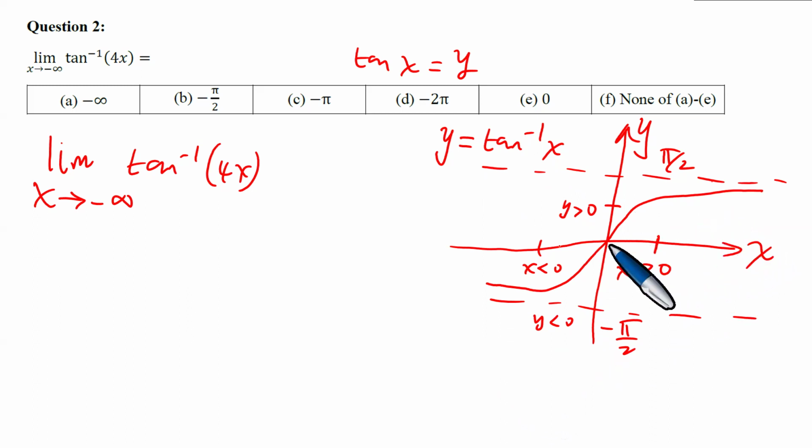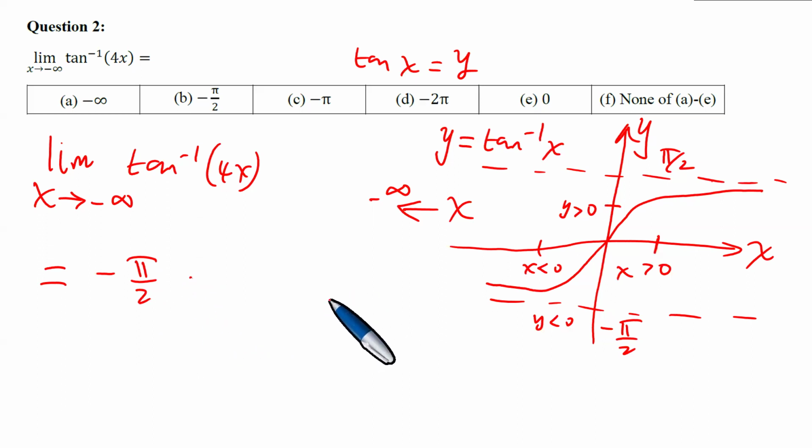But what happens when x now becomes negatively infinite? So x goes haywire, and x approaches negative infinity. You can write it like this. X approaches negative infinity, so it goes to the negative end of this particular x-axis. The question is, what is the answer to this? We are able to see that as you approach the negative side, it gets closer and closer to minus pi over 2, which is negative pi over 2 radians. So which one becomes the answer? The answer becomes B.